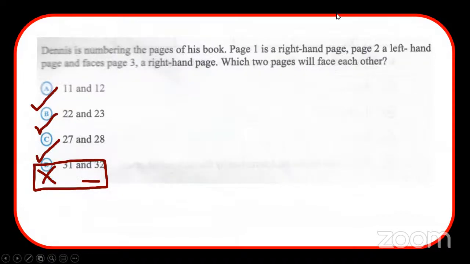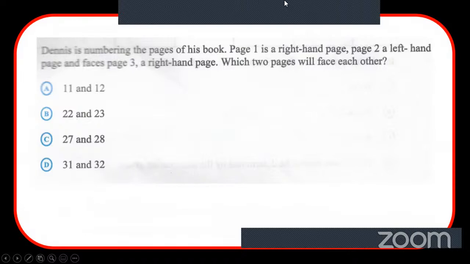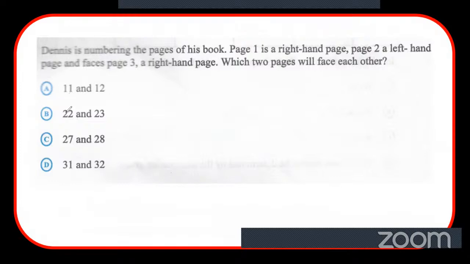All right. This one is saying that Dennis is numbering the pages of his book. Page 1 is a right-hand page, page 2 is a left-hand page, and faces page 3, which is a right-hand page. Which two pages will face each other? I want your answers: 11 and 12, 22 and 23, 27 and 28, or 31 and 32.